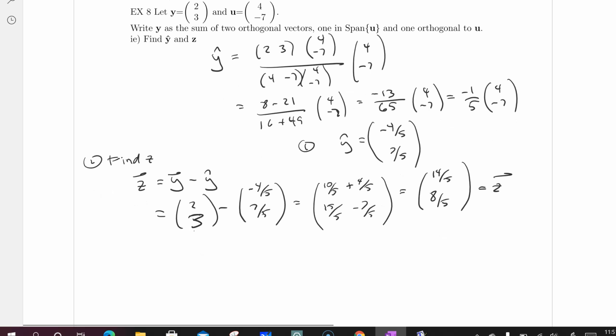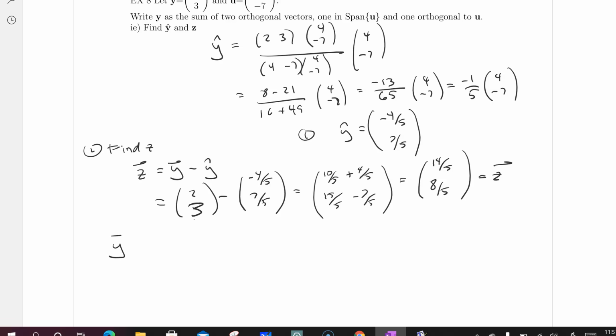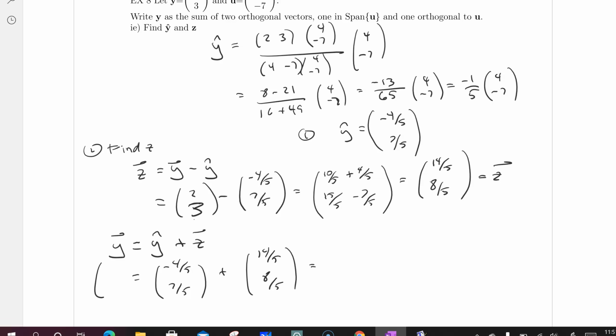Okay, so the bottom line to answer the question, write y as the sum of two vectors, y hat plus z. So it always should work, right? So y hat we found was (-4/5, 7/5), and my z vector is (14/5, 8/5). So let's just make sure that works to equal what y is. So y was (2, 3), right? Okay, let's check it out. If I add these two vectors, I get 10/5 and 15/5. Wow, I didn't make any mistakes. Look at that. It works.